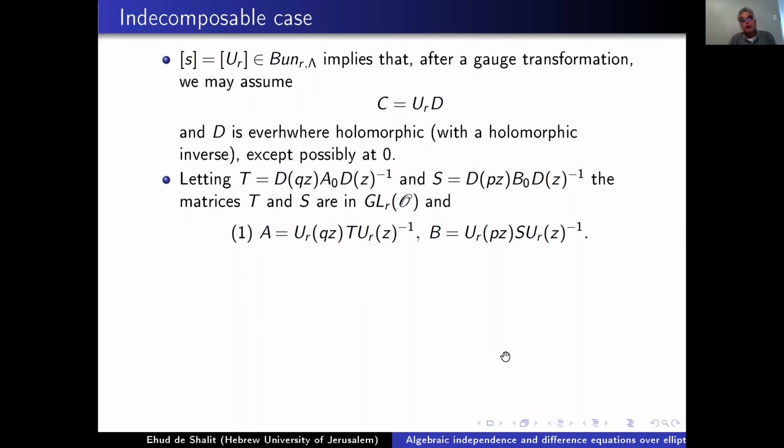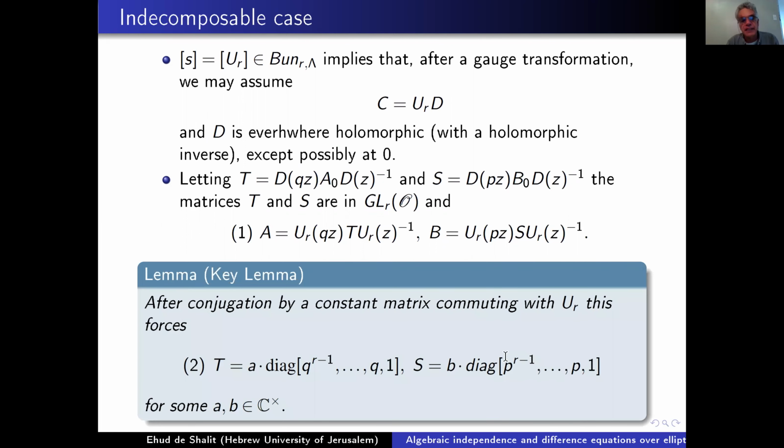So for example, if R is 1 and the UR is not there, then simply A equals T forces A by Liouville's theorem to be constant, right? And similarly B. So the key technical lemma is that after conjugating by a constant matrix that commutes with UR, that's harmless, this forces T to be very, very simple. In fact, up to multiplication by a scalar A, it's the diagonal matrix with descending powers of Q on the diagonal. And similarly, S with P.